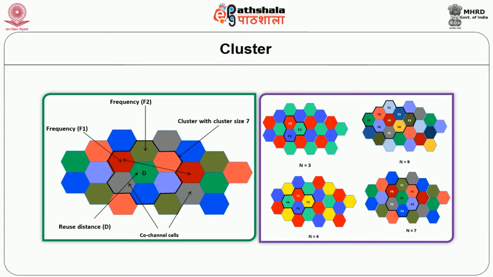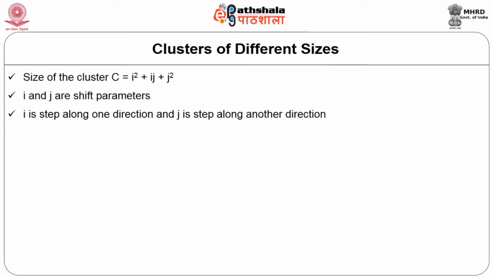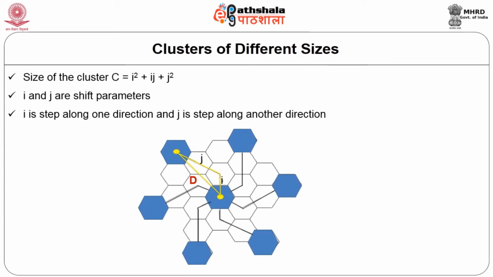For that derivation, let us look at the following terms. These terms we have discussed in the previous module also, but for the recap, the size of the cluster can be 3, 4, 7, 9, 12, 21 and so on. We said that there is a predefined way in which this size of the cluster has been calculated. The size of the cluster is according to the two integer values which are known as shift parameters i and j. Now what is this i and j? i and j are the steps by which I can go from one co-channel cell to another co-channel cell.